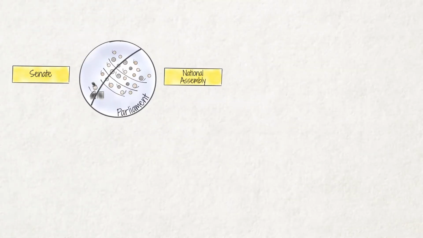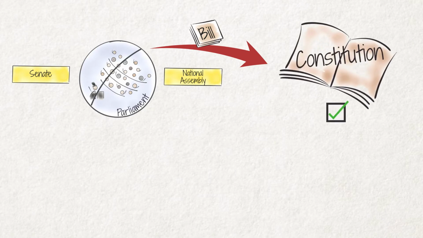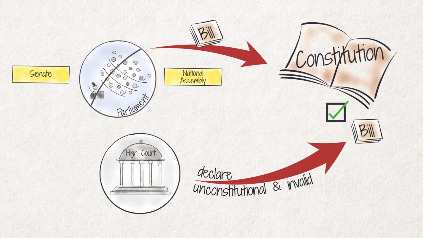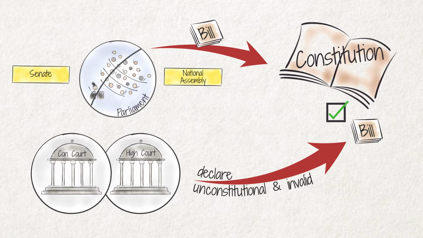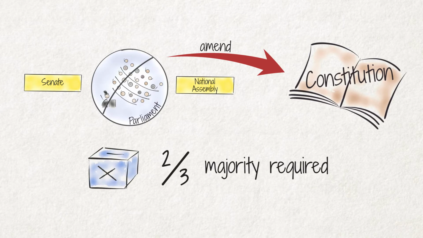Parliament must ensure that all bills conform to the provisions of the Constitution before being passed. Otherwise, the High Court can declare a law, or parts of it, unconstitutional and invalid. Unless that ruling is appealed to and overturned by the Constitutional Court, any such law has no force and effect, as if it was never passed. Parliament may also amend the Constitution with a 2/3 majority of votes of all parliamentarians.